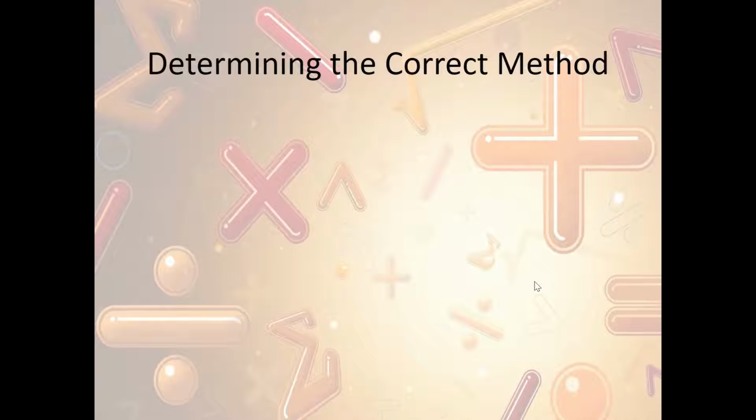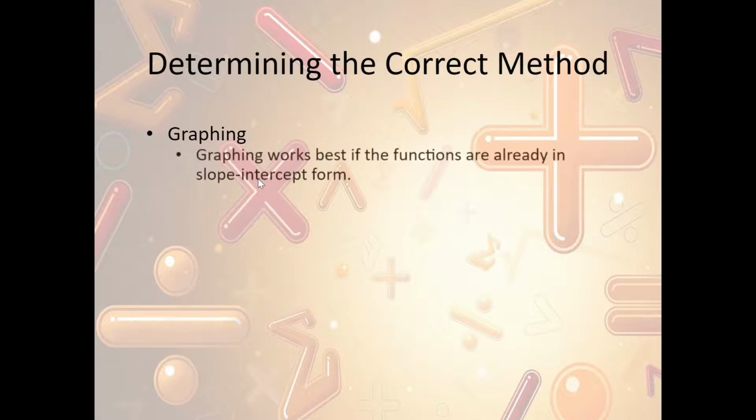Now, how do we determine the correct method? First of all, we need to discuss what methods we have to solve systems of equations. The first one is graphing. Graphing works best if the functions are already in slope-intercept form. We don't like putting things into slope-intercept form. So if they're not in slope-intercept form, then let's use a different technique. But if they are, graphing is a great way to go. So this is usually best when both functions are already in slope-intercept form, and that looks like y equals mx plus b.